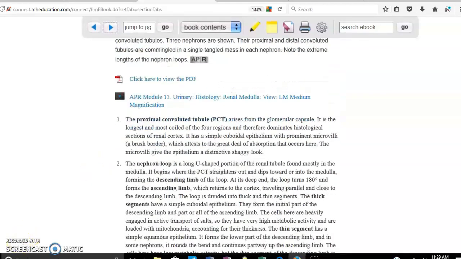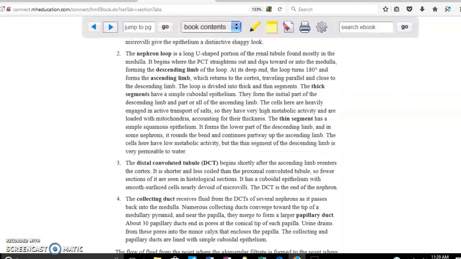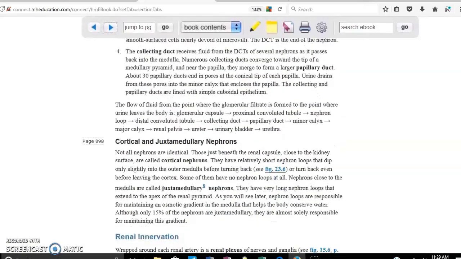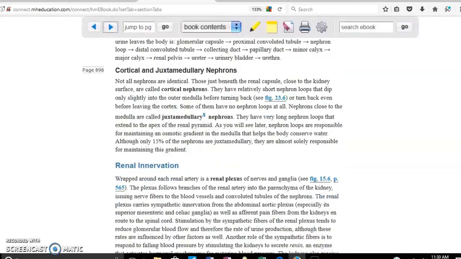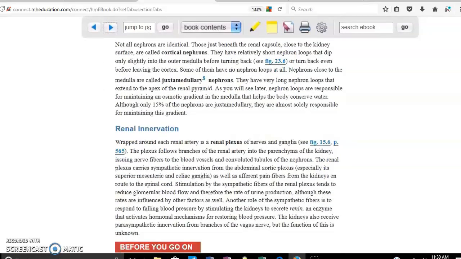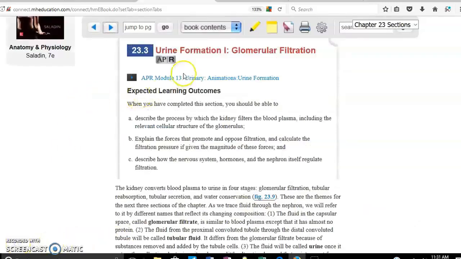So we keep scrolling down. In there we have proximal convoluted tubule, nephron loop, distal, collecting duct, we already talked about it, cortical and juxtamedullary nephrons, and renal innervation is given to you by your renal plexus, and that's it for this part. Okay, the next topic is urine formation 1, glomerular filtration.